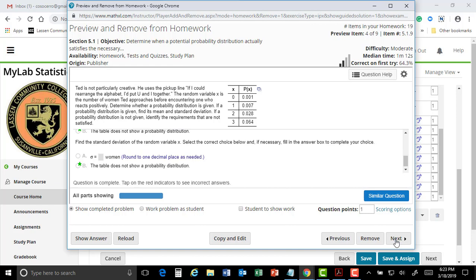Okay, the random variable is the number of women Ted approaches. He's doing a numbers game, because eventually someone will hit. It's called the law of large numbers. The random variable x is the number of women Ted approached before encountering one who reacted positively. That's my kind of guy.